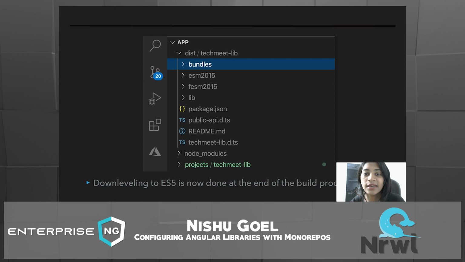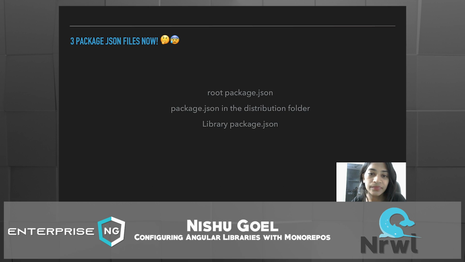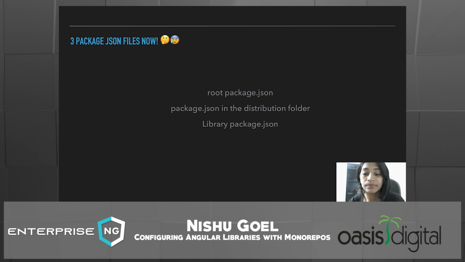And the reason for that is that with the latest Angular version, we don't have default support for ES5 browsers, but you could down-level to ES5, and that happens at the end of the build process. And you see how we end up with three different package.json files now.